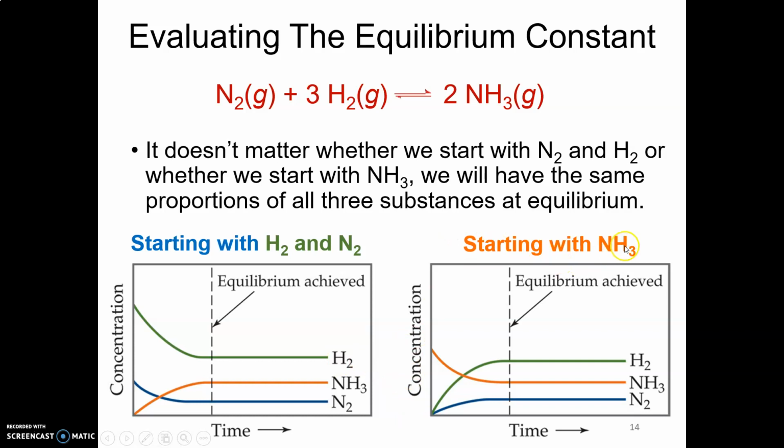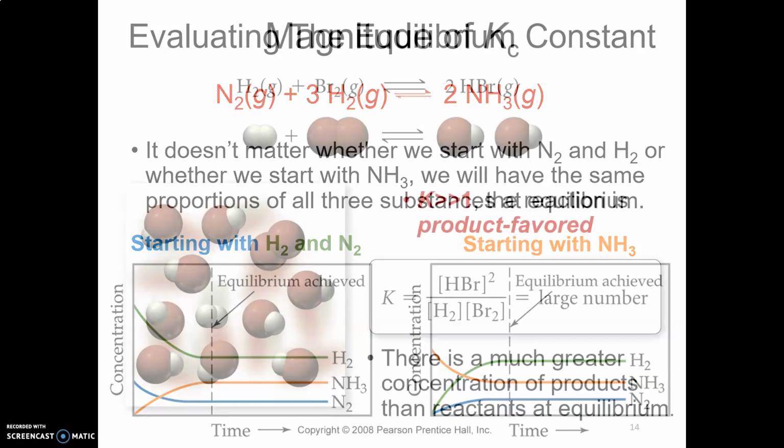Or what if we had started with product and no reactant? So in this case, we're making hydrogen and we're making nitrogen and we're consuming ammonia to do that. But again, once equilibrium's achieved, take a look. Exactly the same. Okay? It doesn't matter what you start with initially. The initial concentrations do not affect the equilibrium. What affects the equilibrium is temperature. Okay? Where the equilibrium is going to lie.